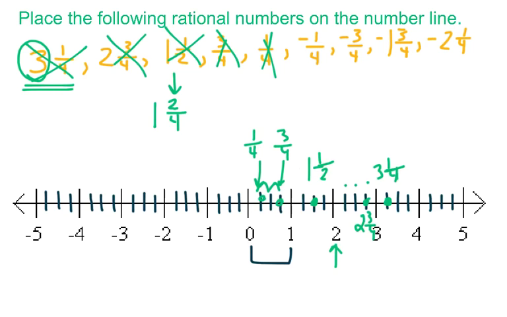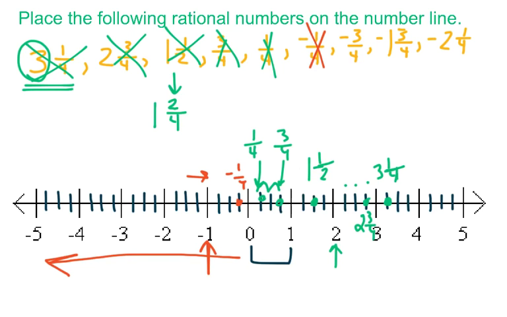Let's go ahead and move into my negative fractions. So I have negative 1/4. Negative 1/4 does not have a negative whole number 1 in front of it, so I need to stay this way of my negative 1. Remember, when you're going from 0 to negative numbers, you're going to the left on the number line. So negative 1/4 would fall one line over to the left of 0. So that would be my negative 1/4.